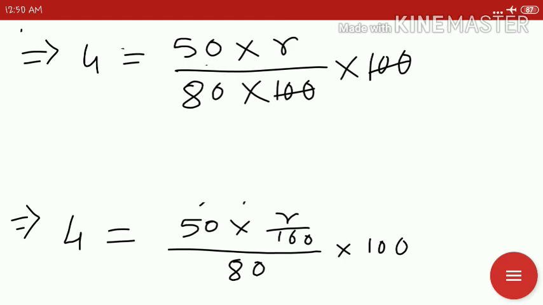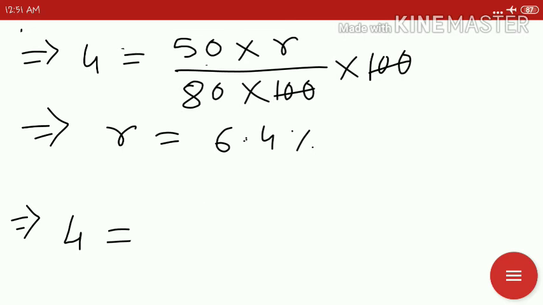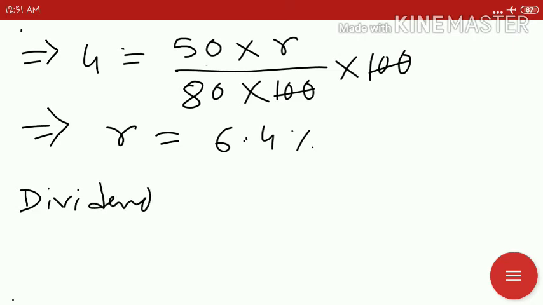Cancel those hundreds, and by solving it, you will see that R equals 6.4%. If you convert it into decimal, it gives 6.4%, or you can keep it as a fraction as well, but it will be better if you convert it into the decimal. Now our next thing, we need to find out the dividend. Now you have all the data to find the dividend, but here it is mentioned that we need to find the dividend only for those 200 shares which are held. So the dividend is going to be calculated for these 200 shares.